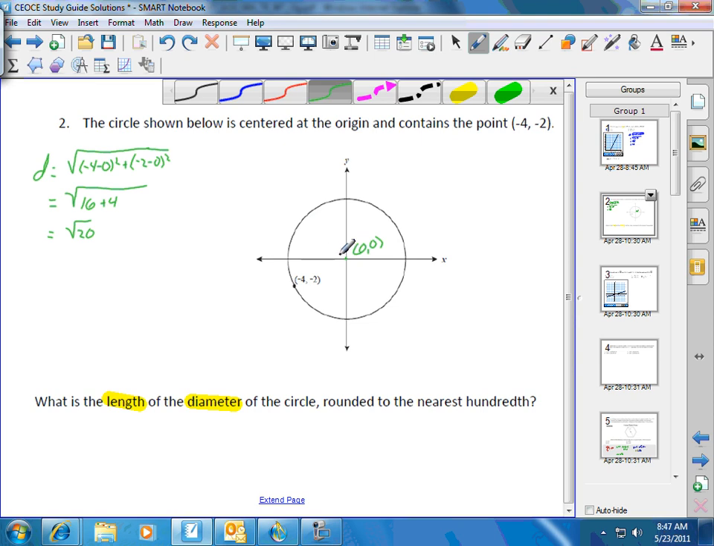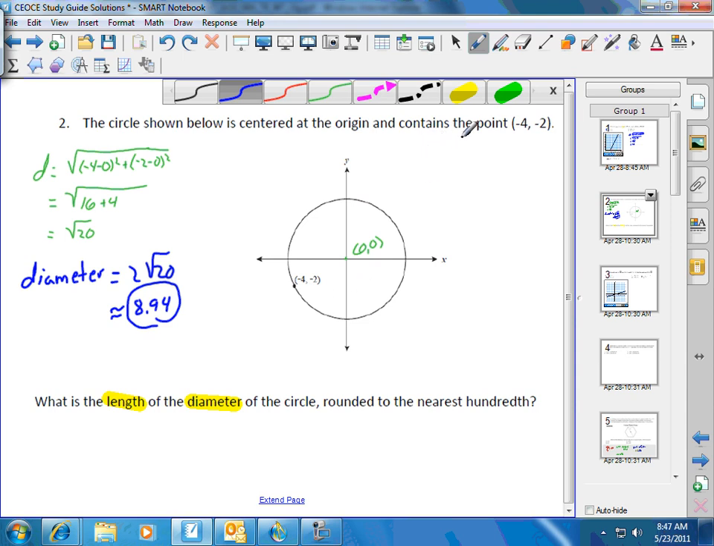And so the diameter, we're going to double that. So let's just say the diameter is going to equal 2 times the square root of 20, which is approximately, when we use our calculator estimate, 8.94. Okay, so what is the approximate length of the diameter? 8.94 units.